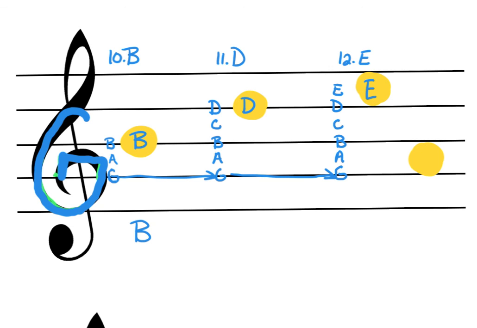And then looky there. G is still on the second line because I've got a treble clef in front of me. So this note must be an A.